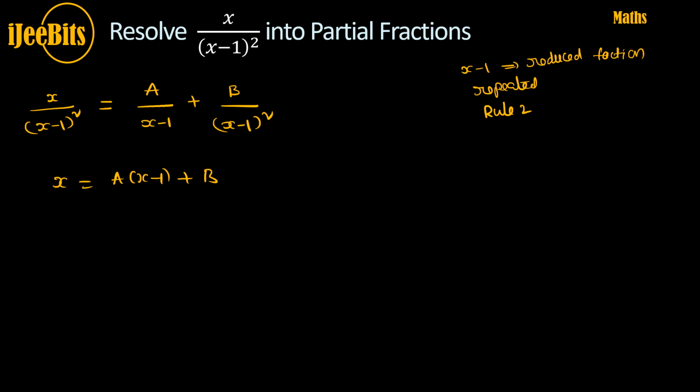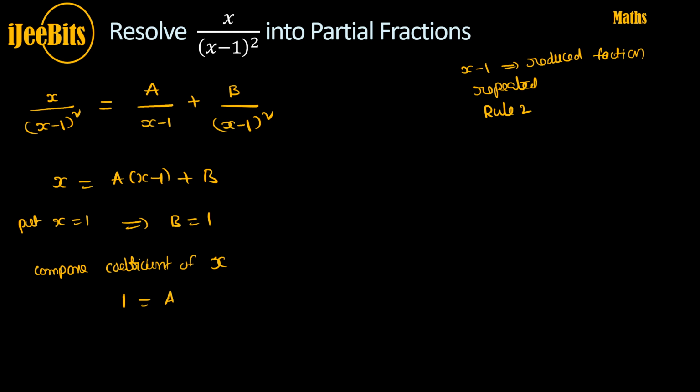Anyway, if you put x equal to 1, what happens? This becomes 0 and hence b would be 1, isn't it? The next one, let's compare both sides. So compare coefficients of x. Then what happened? This is 1 equal to a, isn't it?